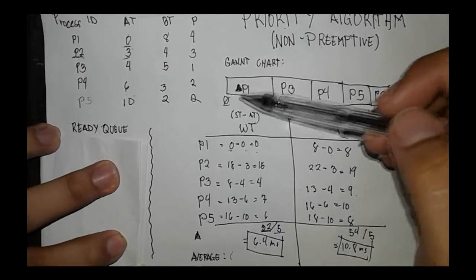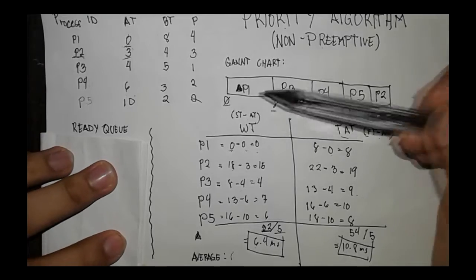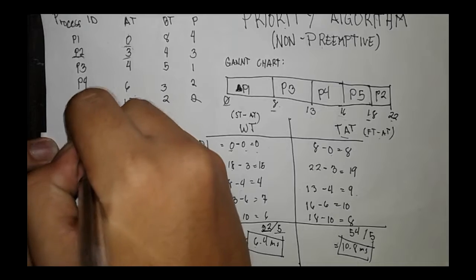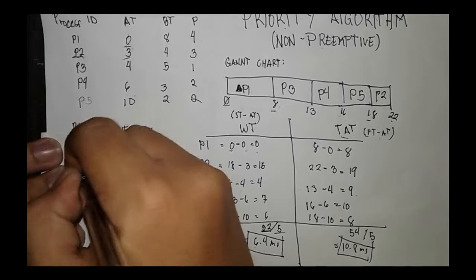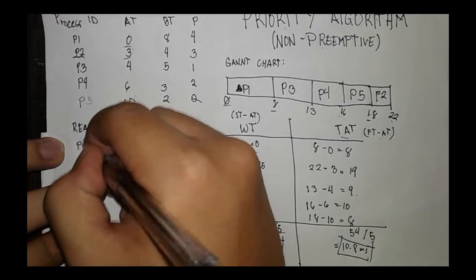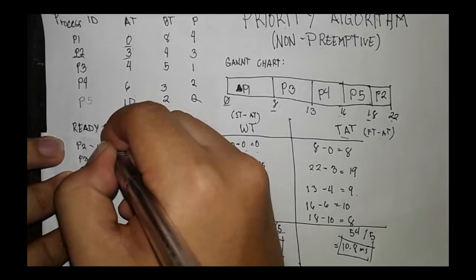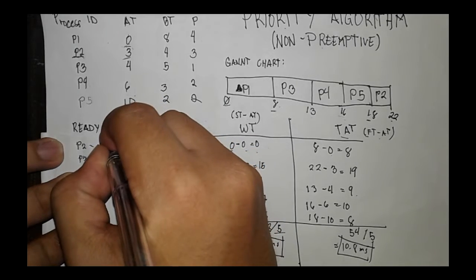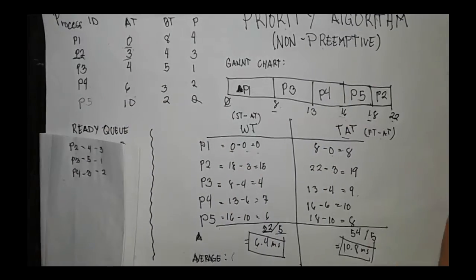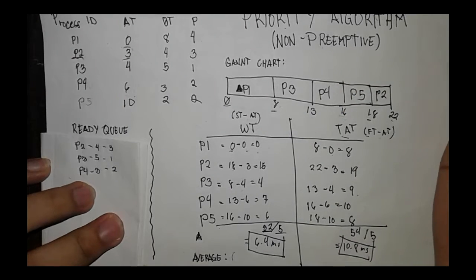So we put P1. Start at time 0, finish at time 8. Before P1 ended, there are 3 processes that arrived in our ready queue, which are P2, P3, and P4. So we'll put the burst times here: 5, 3, and their priorities 3, 1, 2. Okay, so at this point P1 has ended, so we will look in our ready queue.